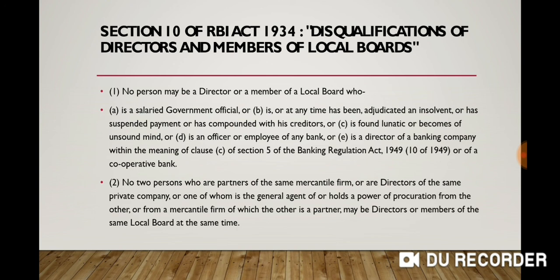No two persons who are partners of the same mercantile firm or are directors of the same private company, or one of whom is the general agent of or holds a power of procuration from the other, or from a mercantile firm of which the other is a partner, may be directors or members of the same local board at the same time.